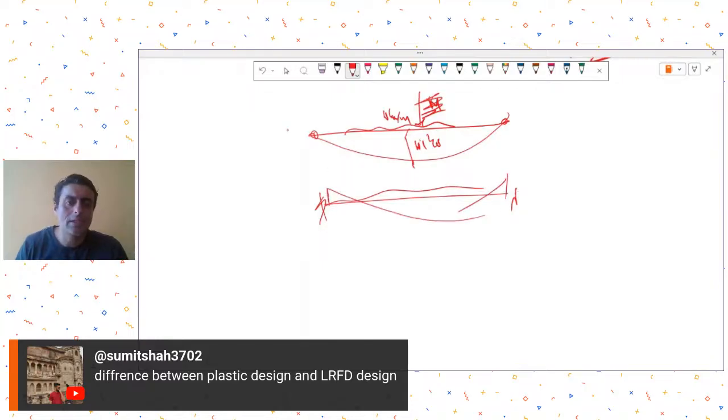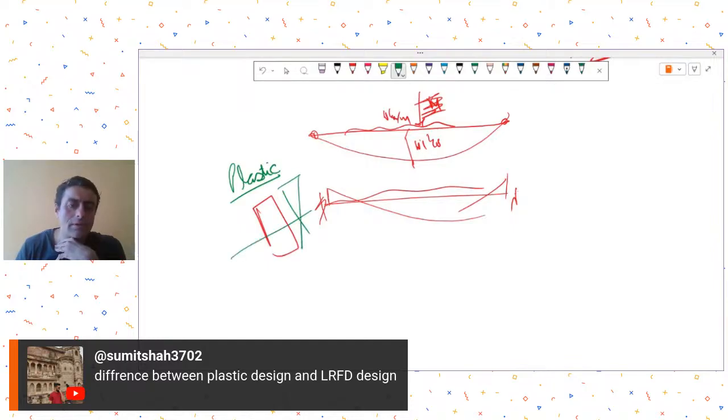Now in plastic analysis, what we do is we say that our cross section does not fail when it reaches its yield level. Let's say these are compressive stresses, these are tensile stresses. The section is not failing when the materials reach their yield levels. I can keep on increasing the loads on this cross section till all the fibers reach their yield level.